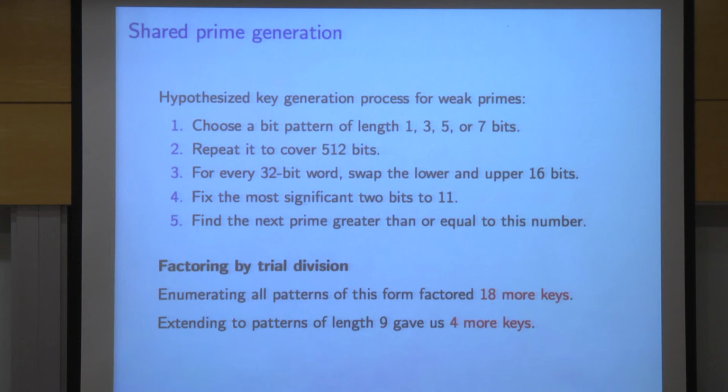This suggests a further cryptanalysis of these keys. We didn't see every possible pattern, so let's enumerate all the possible primes that could have been generated using this. There were something like 162 distinct primes in that case, and just trying trial division with all of these keys gave us the factorizations of 18 more keys belonging to poor Taiwanese citizens. And extending this to patterns of length 9 gave us the factorizations for 4 more keys.